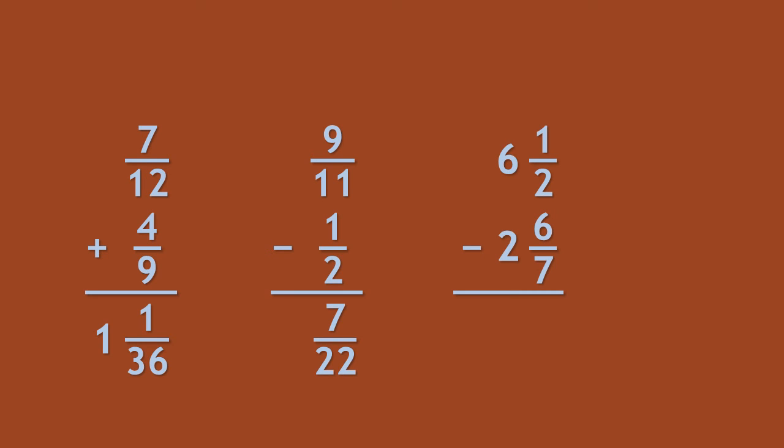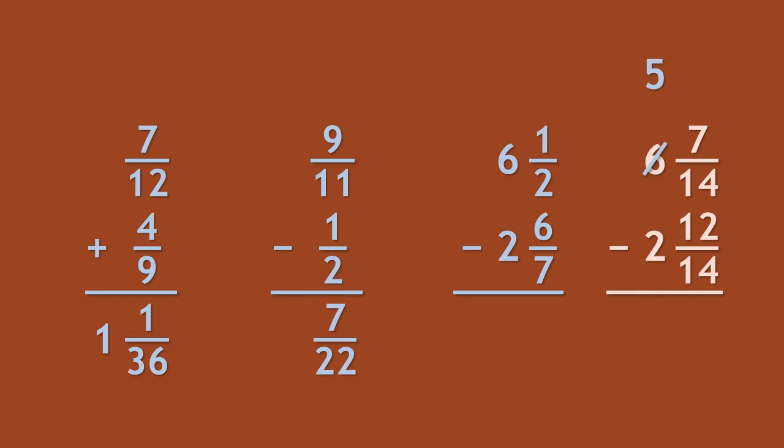Two mixed numbers, 6 and 1/2 minus 2 and 6/7. Okay, the least common multiple of 2 and 7 you should have determined is 14. 2 times 7 is 14, so 1 times 7 is 7. And 7 times 2 is 14, so 6 times 2 is 12. Move over our whole numbers. We cannot subtract 12/14 from 7/14, so we're going to borrow again.